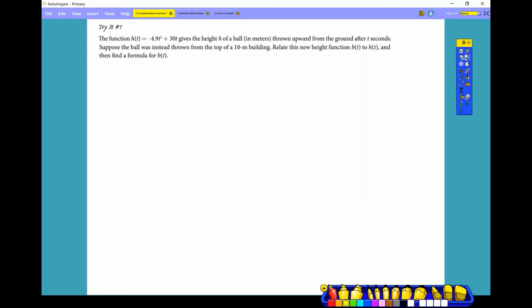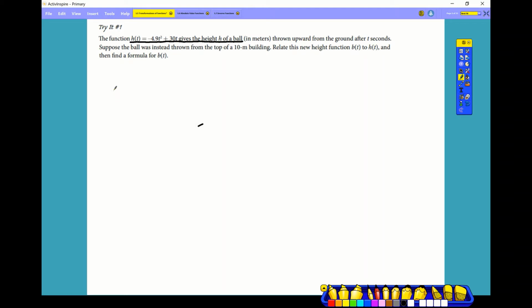Okay, the function h of t, get my pen, it gives us the height of a ball in meters when it's thrown upward from the ground after t seconds. Now, suppose the ball was instead thrown from the top of a 100-meter building. Relate this new height function, and then find a formula.